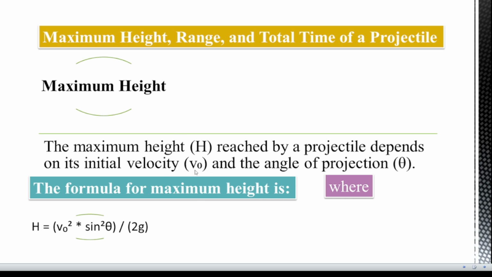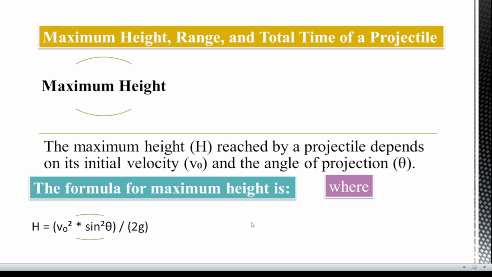So at h maximum, the square of v final of y component equals the square of v initial of y component minus 2gh max. But the value of v final of y is 0. And then we have to take the initial velocity component to the left side, and it becomes negative square of v naught of y equals negative 2gh maximum.